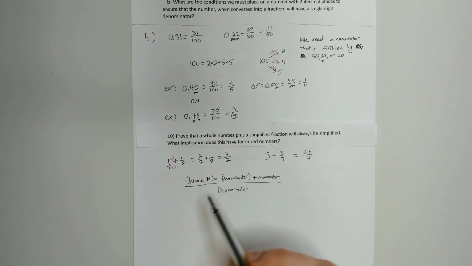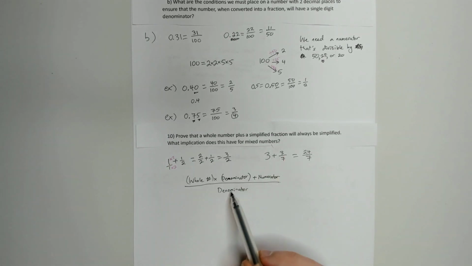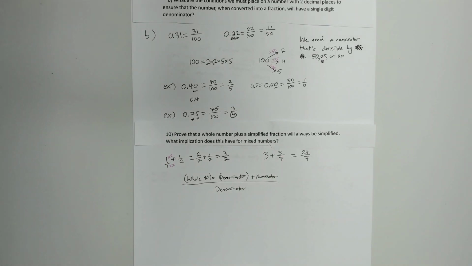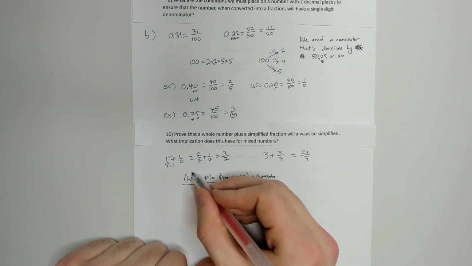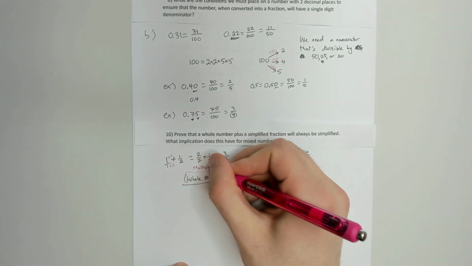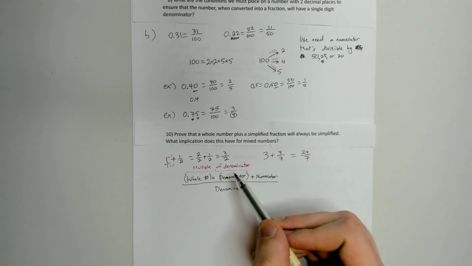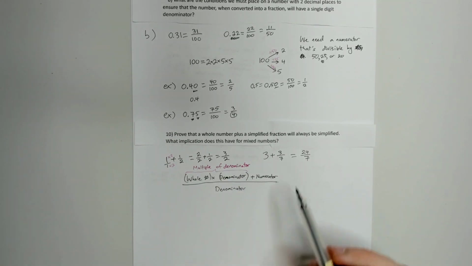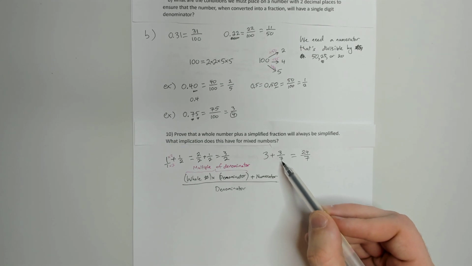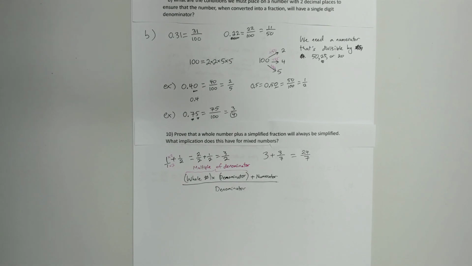So we have a whole number, like the 3, times the denominator, times the 7, plus the numerator of 3, and then over the original denominator. Now, the key thing here is to note that the whole number times the denominator is going to give us a multiple of the denominator. If we take a whole number and multiply it by something, we get a multiple of it. So a whole number times the denominator gives us a multiple of the denominator. 3 times 7 is 21. 21 is a multiple of 7, right?